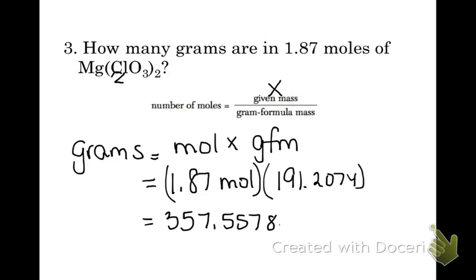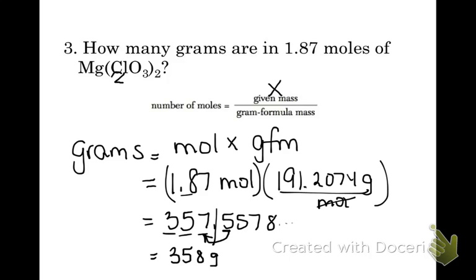357.5578, etc. This has 3 sig figs, so I go 1, 2, 3, drop a line right there, and that 5 ends up rounding up that 7, so it's 358 grams. Oops, sorry, this. Always keep your units, darlings. This is grams per mole. The moles canceled. So it's 358 grams.